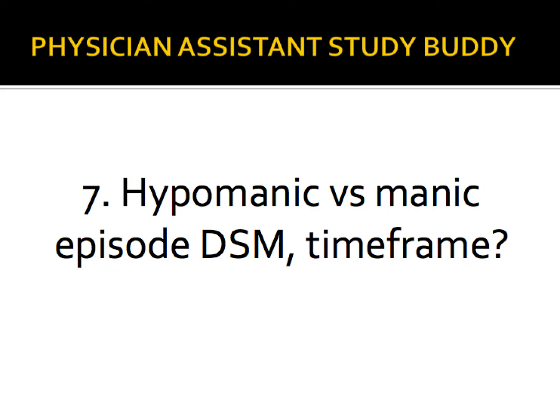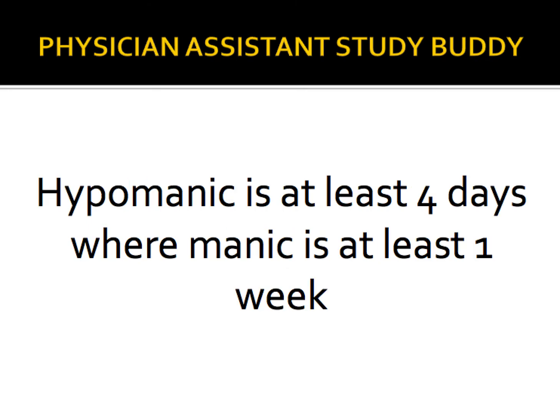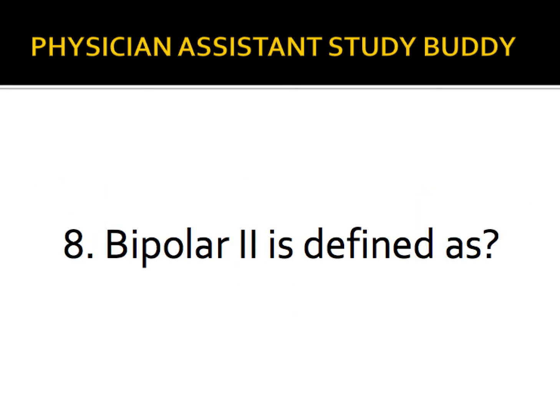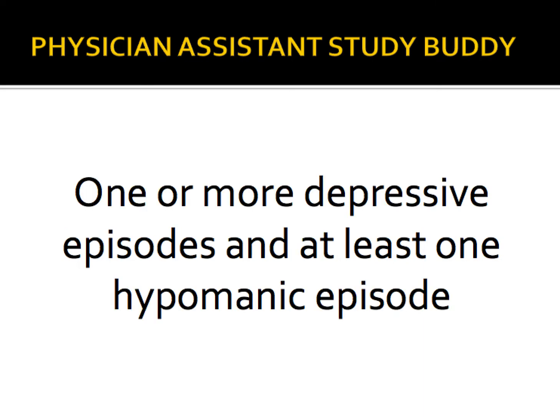So hypomanic versus manic episode in a time frame. For a hypomanic is at least 4 days, where manic is at least 1 week long. Bipolar 2 is defined as one or more depressive episodes and at least one hypomanic episode.